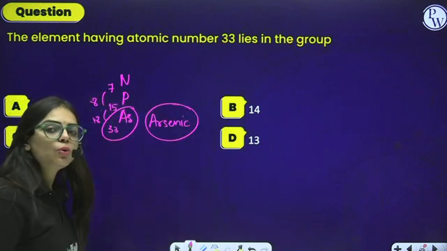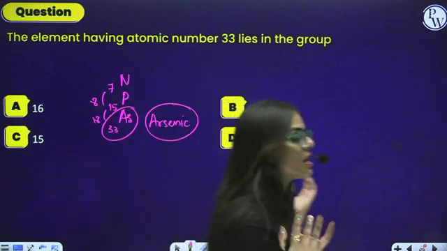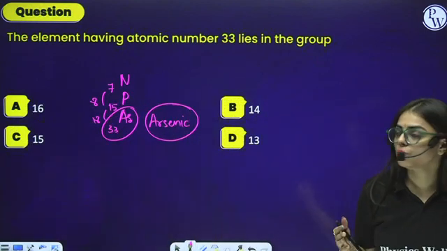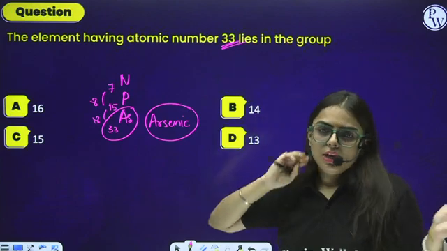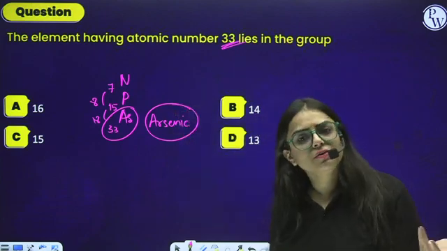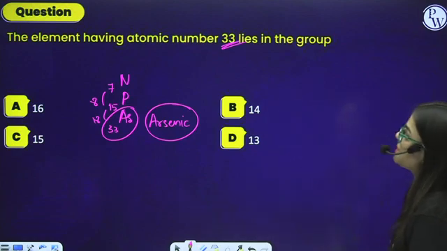You will say, ma'am, how do you know it lies under the nitrogen family? So, this is done by practice. If you practice more and more questions, you'll get the answer. Or what you can do is write the electronic configuration, and you'll get your answer. So it is basically arsenic.